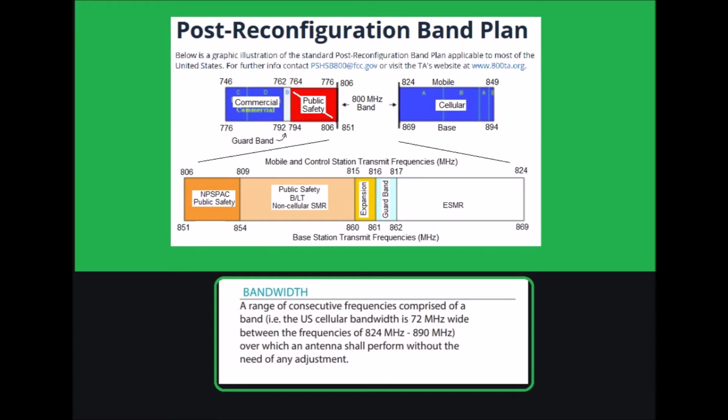Bandwidth. A range of consecutive frequencies comprised of a band, i.e., the cellular bandwidth is 72 MHz wide between the frequencies of 824 MHz to 890 MHz, over which an antenna shall perform without the need of any adjustment.